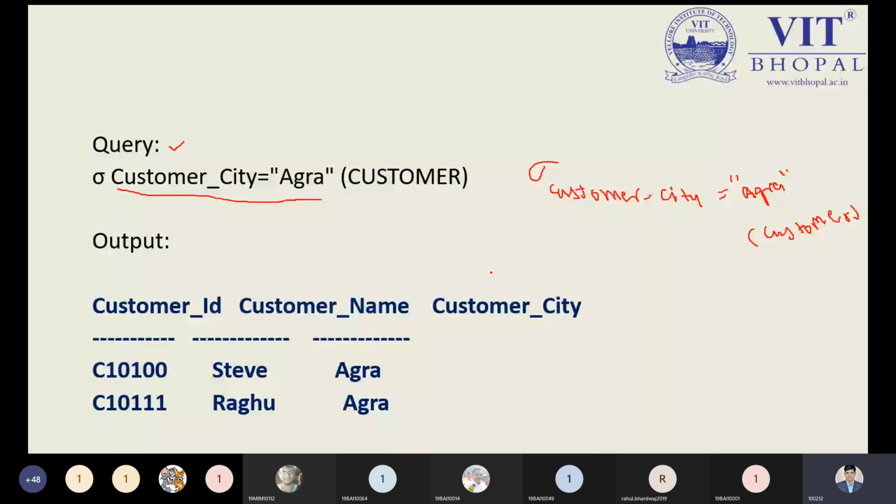Now is it clear to all? Sir, how will we write the project command for print? I'm coming, my dear. Just wait. You should have patience. Okay, just please wait.